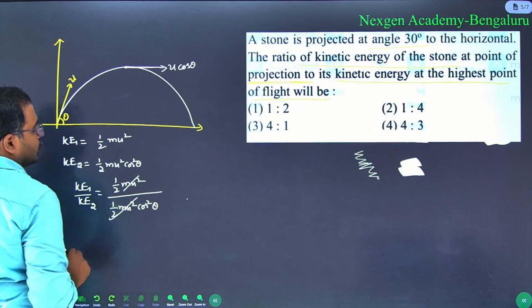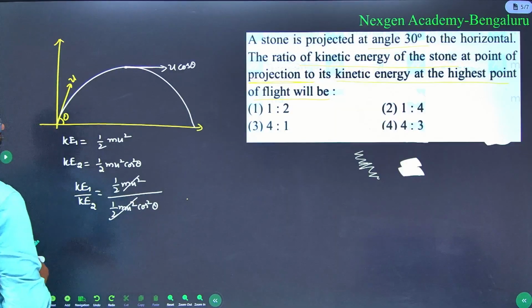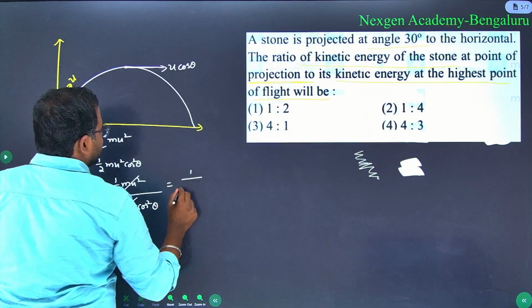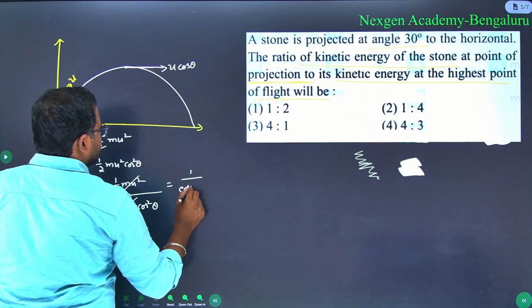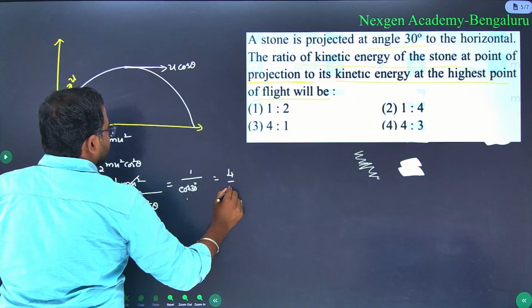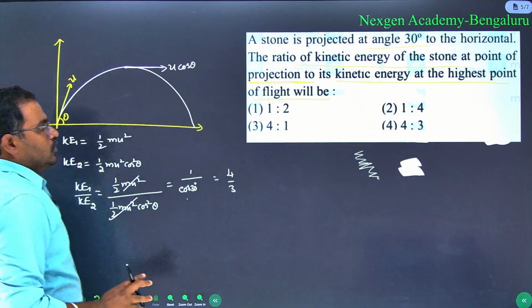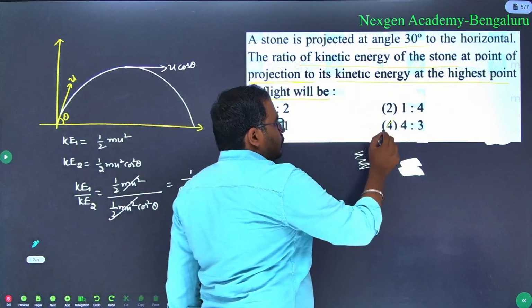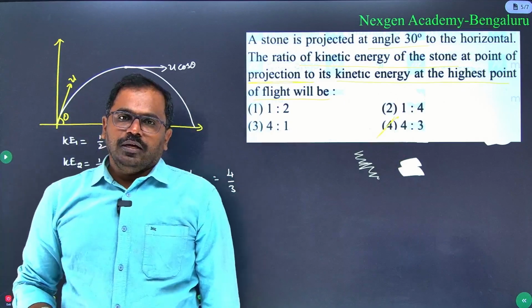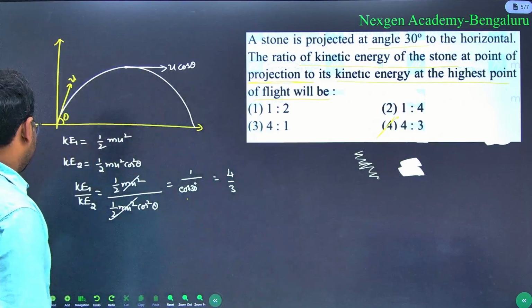m u square cancels. And what's the angle of projection? Angle of projection is 30 degrees. So 1 by cos 30 whole square. Cos 30 is equal to root 3 by 2, whole square. That will be equal to 4 by 3. So that is option 4. Option 4 is the correct answer, 4 by 3. Next.